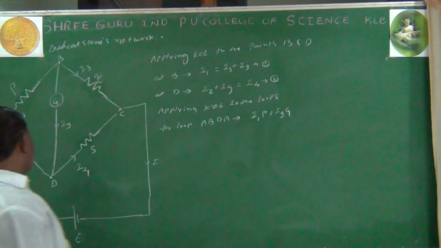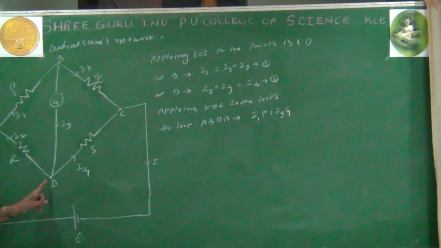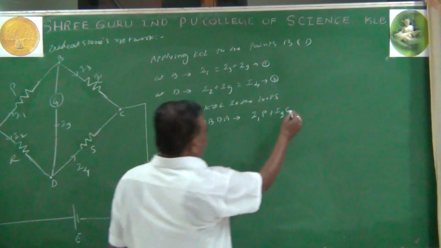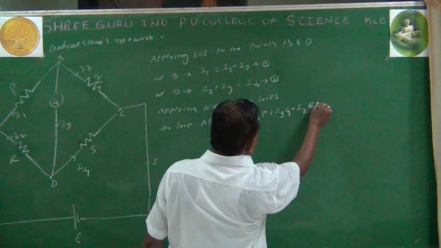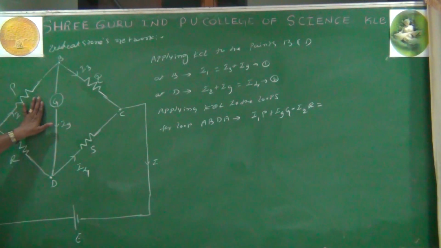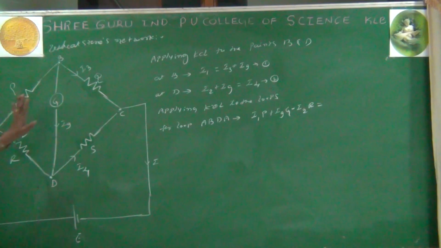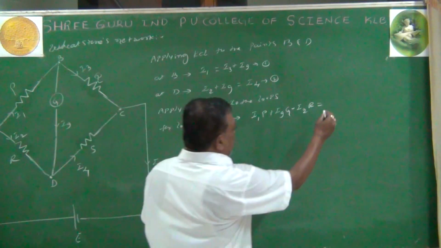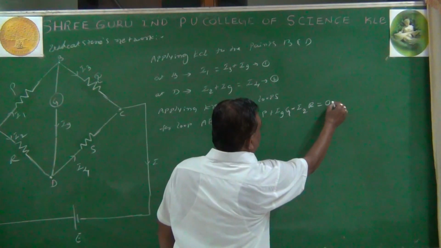Then what is the last point? D to A. When you trace the path D to A, you are moving in this direction, but the current is opposite to the direction of your motion. Then the IR product is taken as negative. Your I2R is negative. Minus I2R. Sum of IR product. Do you find any EMF in this loop? No EMF. Hence, 0. No EMF means what? 0. I call it equation number 3.